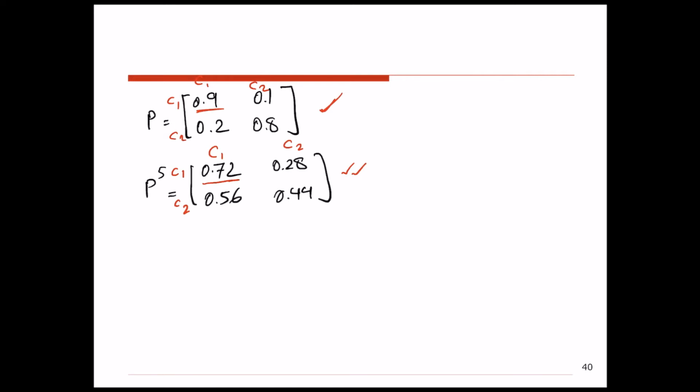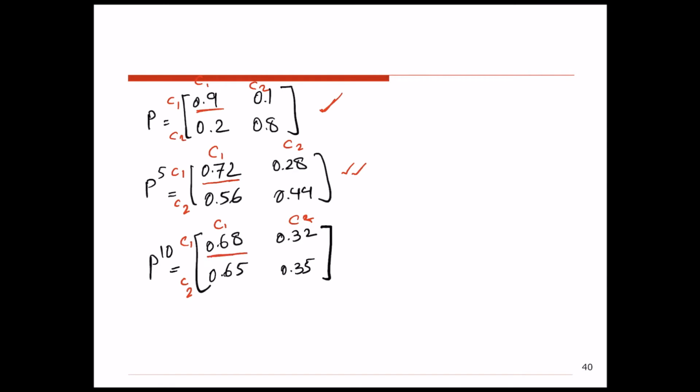So let's see now how P10 is going to change. P10 helps us see what the behavior of the system would be 10 purchases from now. It tells us that if, for example, I'm a cola 1 drinker right now, what is the probability that I still drink cola 1 10 purchases from now.